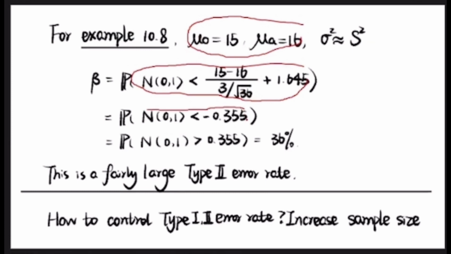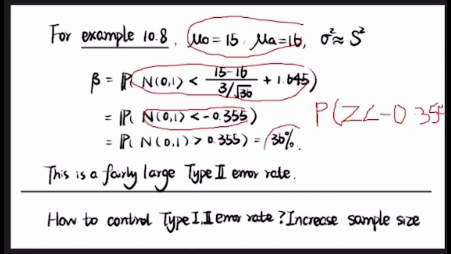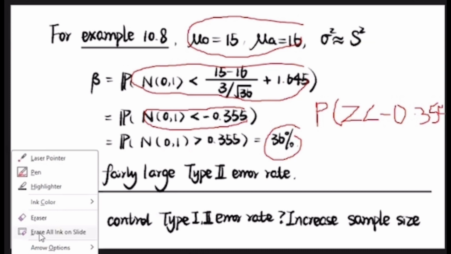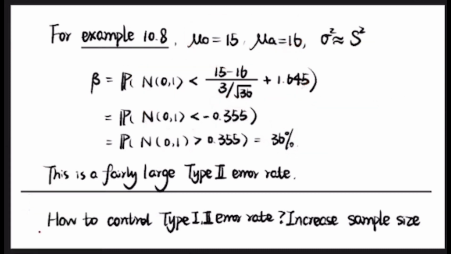What are you going to do here? You're trying to check from the table the probability of Z less than negative that value, which is 0.355. When you do that, you're going to get the result, multiply that by 100. That is what you have, which is the probability of type 2 error. Is there any question? This is the probability of type 2 error, 36%. Go ahead.